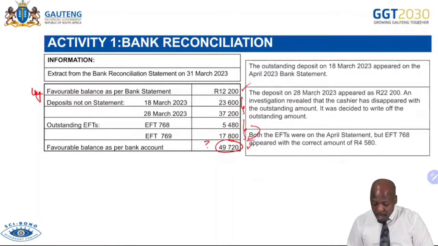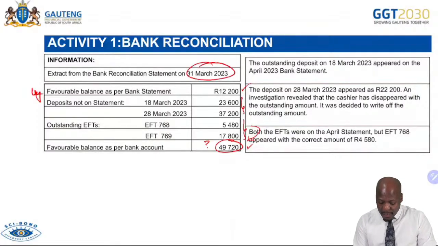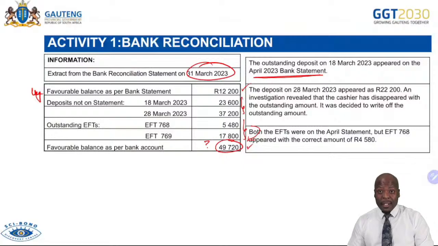49,720. The information that we are given reads, the outstanding deposit on 18 March appeared on the April 2023 bank statement. So we know that this is the March BRS, and here we have an outstanding deposit which has now appeared on the April bank statement. In this case, what we do is we come, this is the deposit. Now we are told that it has appeared on the April bank statement.